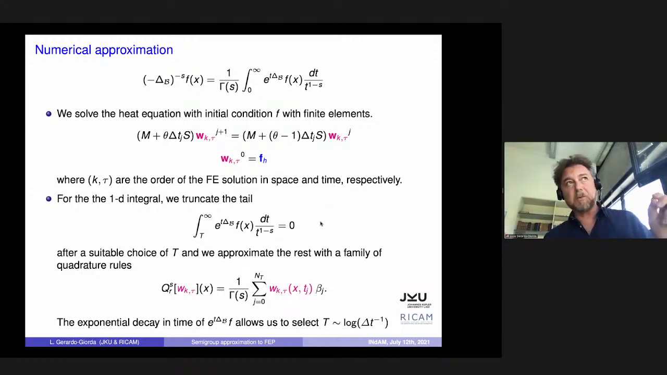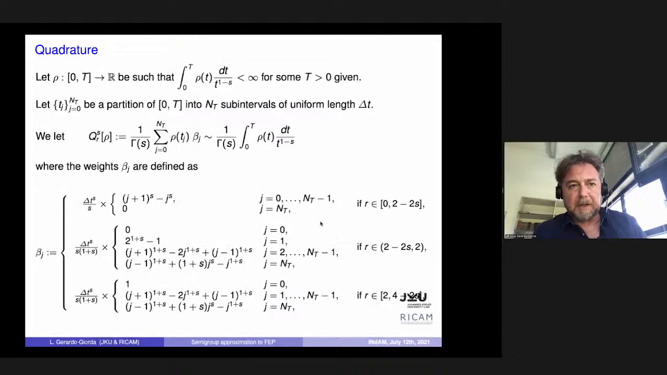Now, what is the difference with respect to the previous case? Before we had the singularity at the origin. Now we have the singularity at infinity because of the power of t. But the good thing is that the exponential decay in time of the solution of the heat equation allows us to select a t sufficiently big, after which not only we are sure to have convergence, but we can actually just throw away whatever is left of it. And so we can write a quadrature rule, which reminds a lot of what we've seen in the other case.